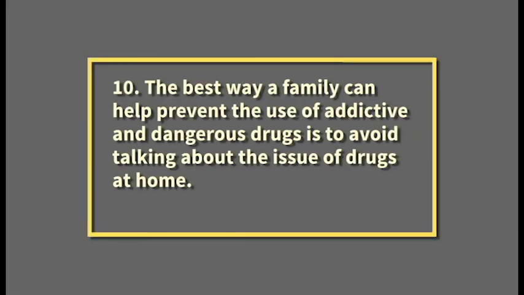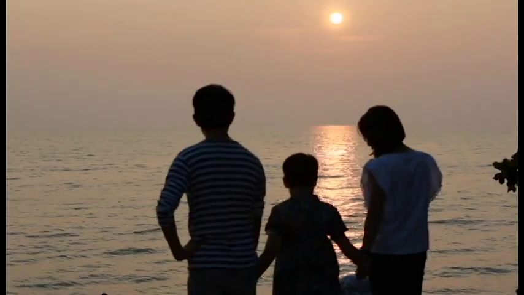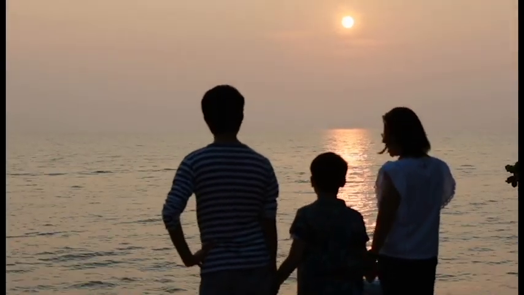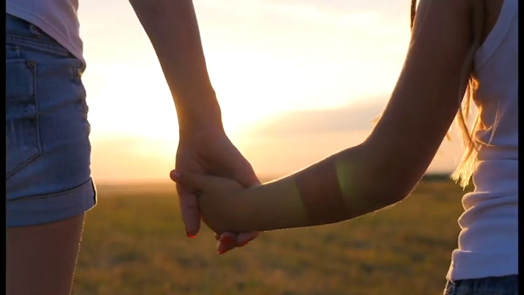Number 10, the best way a family can help prevent the use of addictive and dangerous drugs is to avoid talking about the issue of drugs at home. False. A family that avoids talking about drugs at home is not helping to fight drug abuse. Families should be informed about drugs and they should communicate with each other about their problems. This includes talking about drug abuse, the effects of drug use, and what they can do to help fight the use and abuse of addictive drugs.